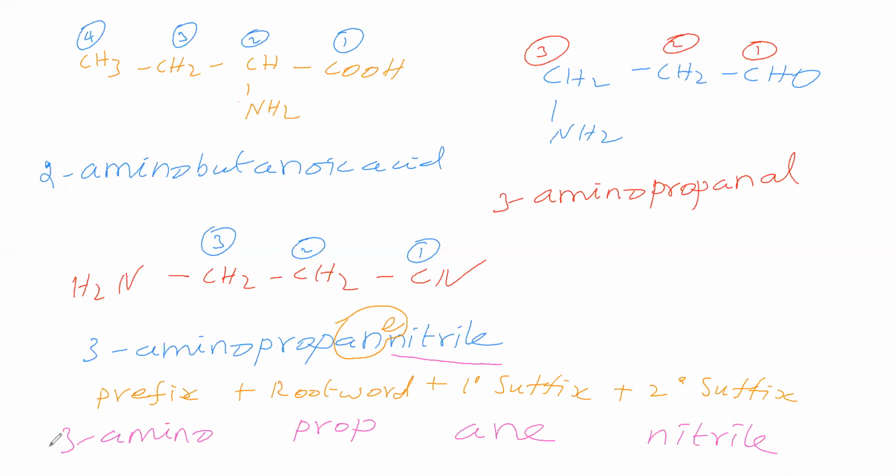So the name of this compound is 3-amino-propane nitrile. Now in this case, in the nitrile, the first letter is not a vowel sound, so we should not drop this E. Keep this E as it is, so the name of this compound is 3-amino-propane nitrile. Okay. Now we will go for the next compound.